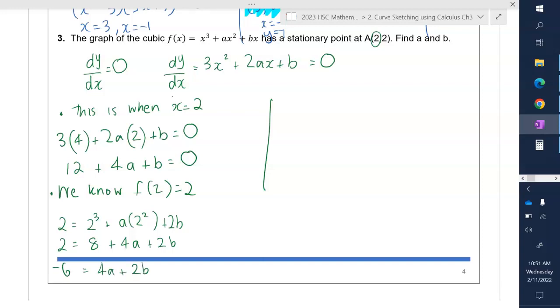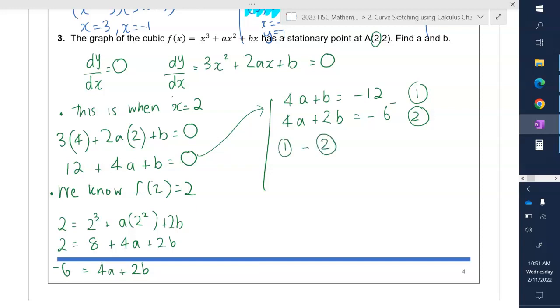So we've got two equations. We've got this one here, which I might rewrite by putting our minus on the other side. That's going to be 4a plus b equals minus 12. That's our first equation. Here's our second one: 4a plus 2b is equal to minus 6. And that's our second equation. It's a simultaneous equation, isn't it? So we can subtract those equations. We can do it by elimination. So I'm going to go equation 1 minus equation 2.